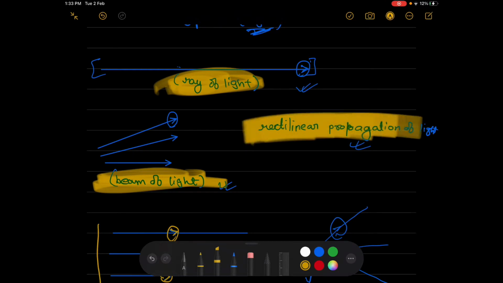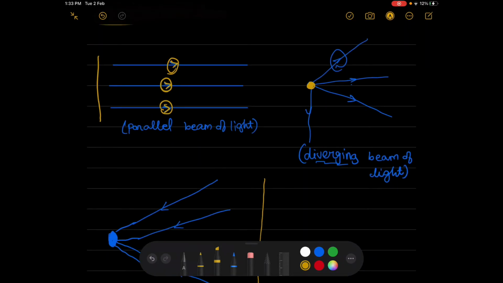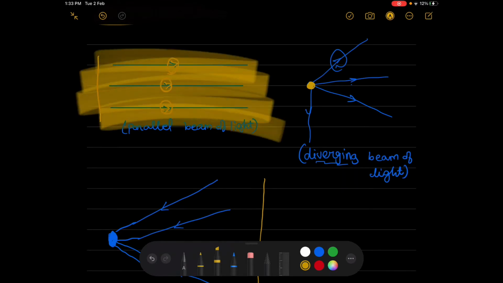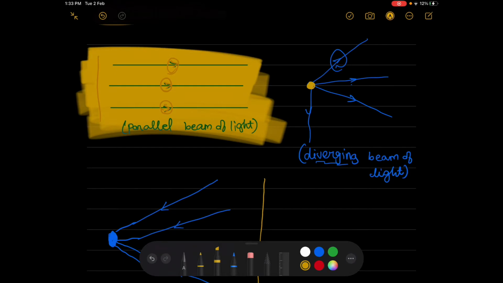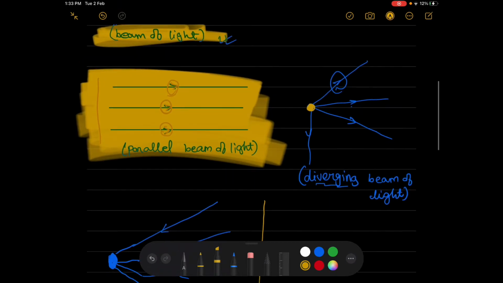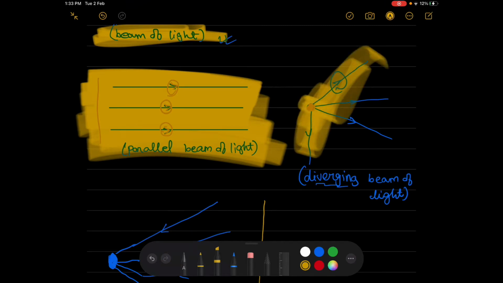Then we did rectilinear propagation of light. This states that light always travels in a straight line and it does not bend. Next thing, we did types of beam of light. So the first one was parallel, in which the rays travel parallel to each other. The second one was diverging, where the rays of light diverge from one point or the source to other, okay, like here, this is the source and these are diverging away.